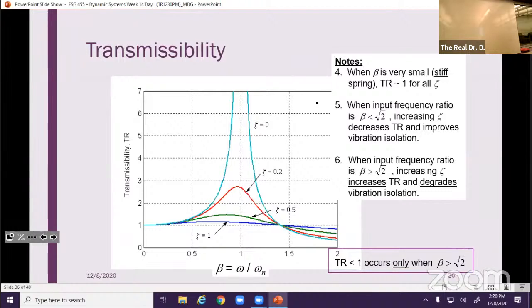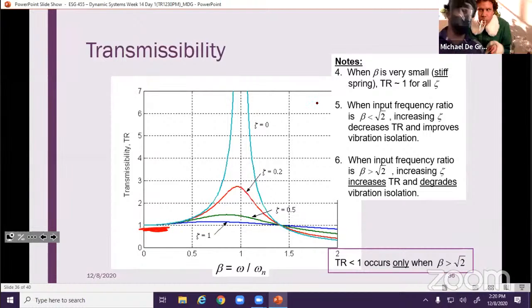What about when beta is very small? Well, hey, when beta is really small, which is the same as saying that we have a very stiff spring, right? Meaning that omega n is much larger than omega, then our transmissibility is approximately 1 for all zeta, right? So on the left-hand side here, right here, everything's about 1, right? For low beta.